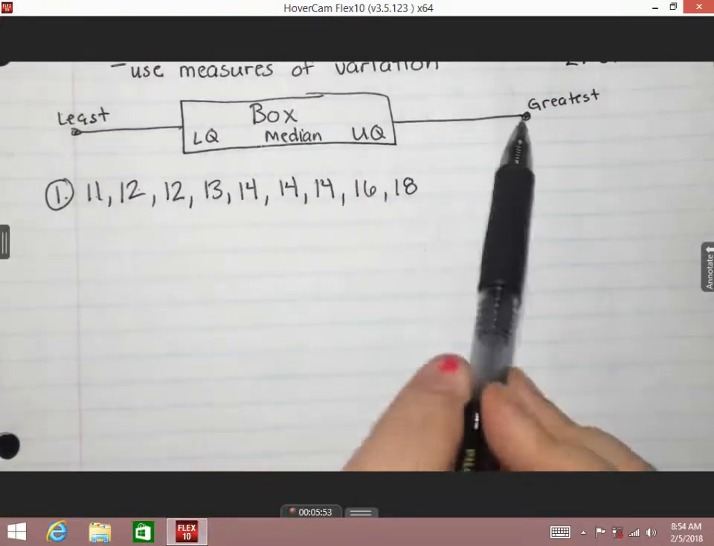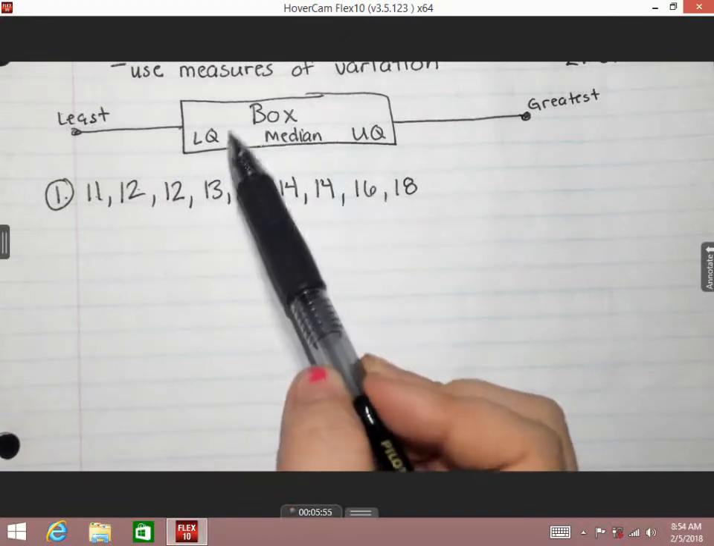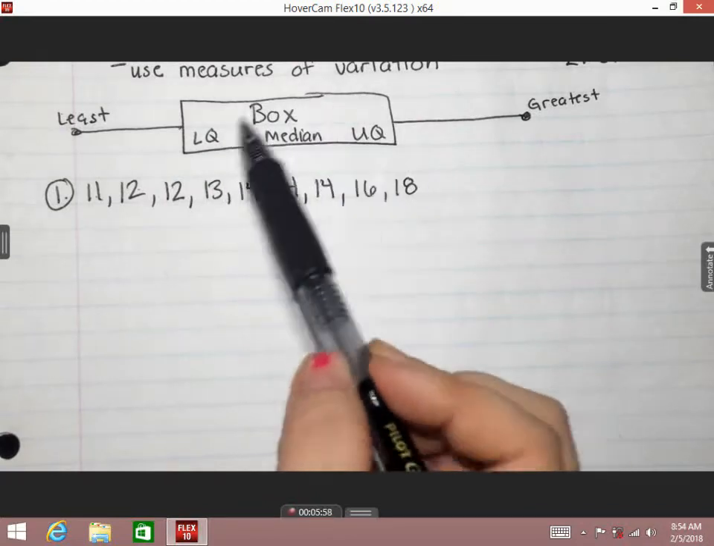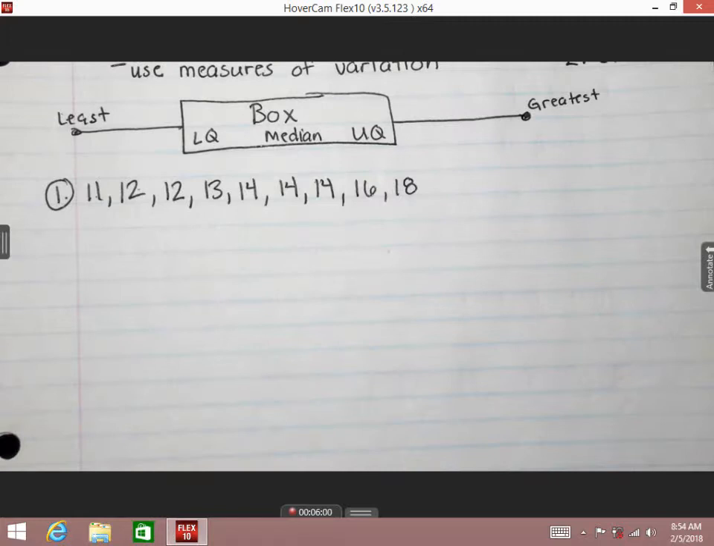All right. So if I look up here, guys, we're going to start with our box numbers first because they require the most work. LQ, median, UQ. What do I have to find first?